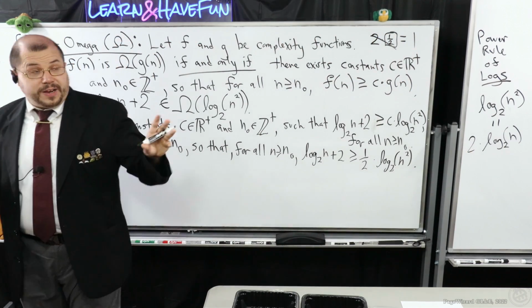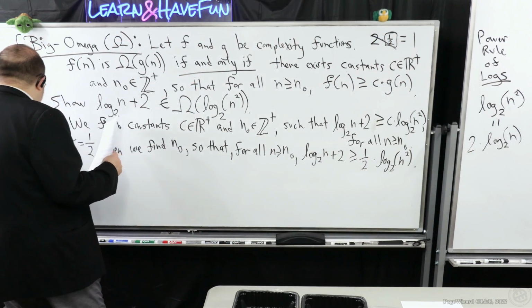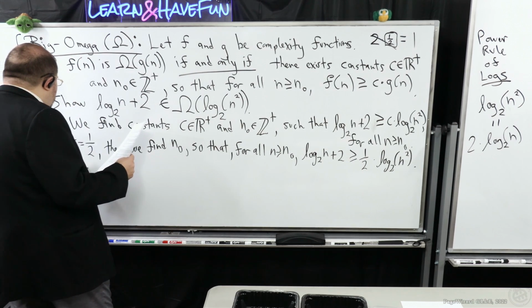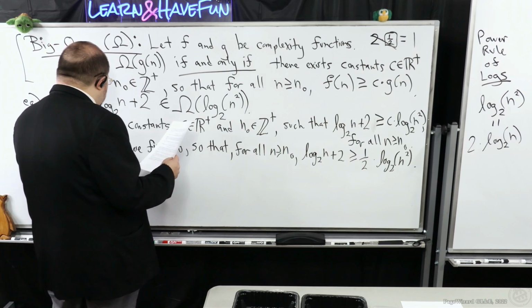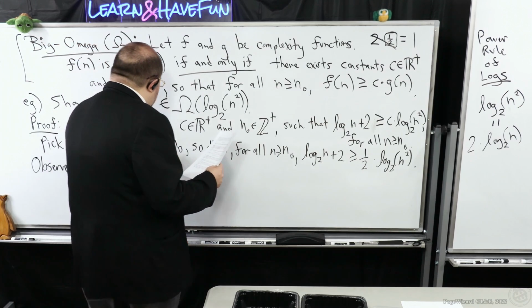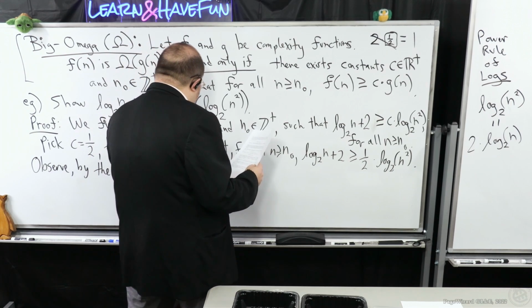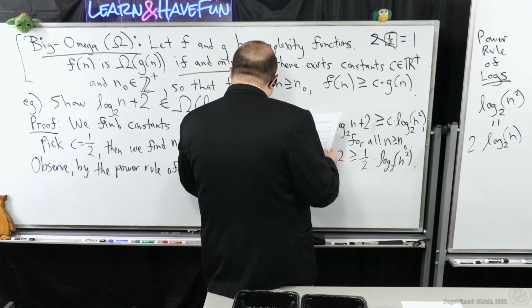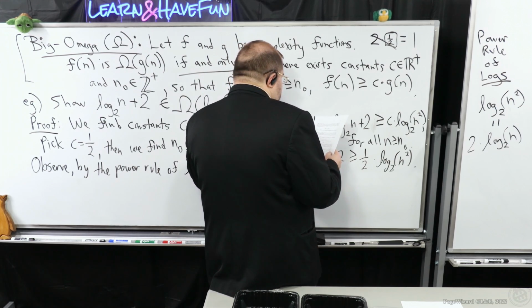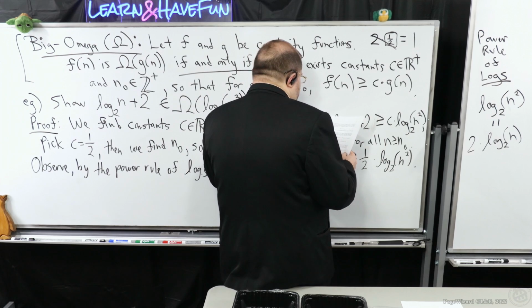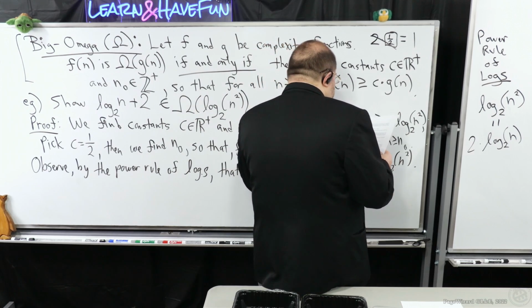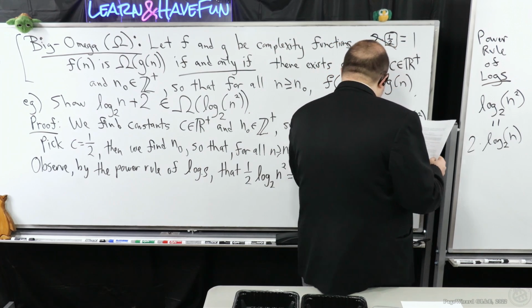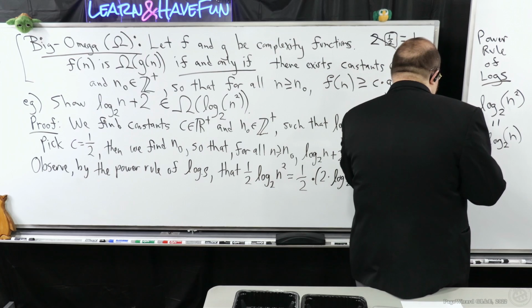So now let's pull out our observation that we got over there using the power rule of logarithms. Observe by the power rule of logarithms that 1/2 log base 2 of n squared is equal to 1/2 times 2 times log base 2 of n, which is equal to log base 2 of n.